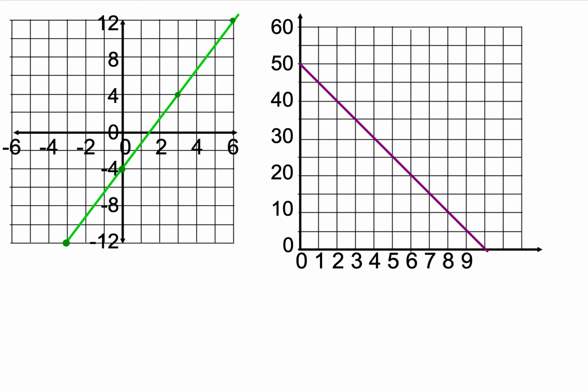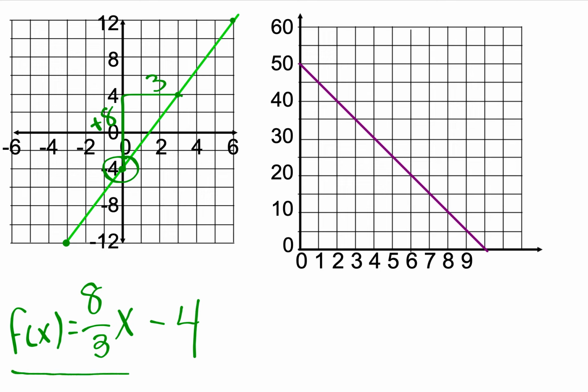Okay, now for the green line. First, the y-intercept is at -4. The slope is, from -4 to 4 is up 8. From 0 over to 3 is over 3. So this is 8/3 for a slope. And the intercept is -4. So this will be y equals 8/3 x minus 4. Or f of x equals 8/3 x minus 4. You could have a y as well.